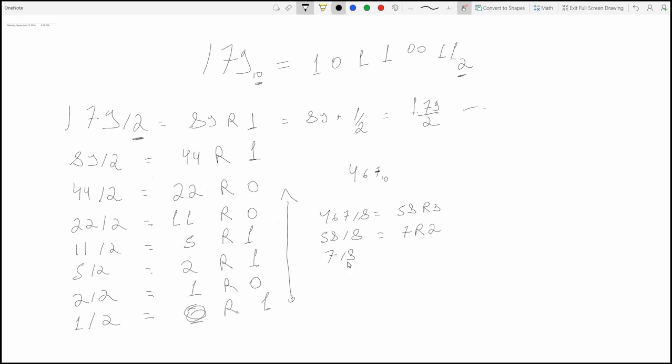7 divided by 8 is equal to 0 with a remainder of 7. Because we reach 0 in here, we stop. Now we need to write the remainders from down to up, and the answer will be 467 in base 10 is equal to 723 in base 8.